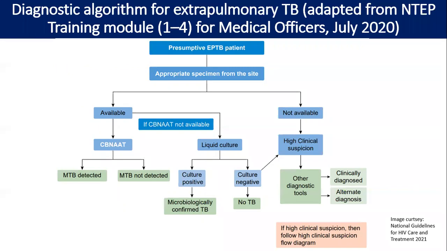And if CBNAAT is not available and the sample is available, then we send the sample for liquid culture. And if culture is positive, we can label it as microbiologically confirmed TB. While if culture is negative, we say no TB. Or if there is high clinical suspicion, even if the culture is negative, we can take the help of other diagnostic modalities, diagnose it clinically as TB, and start treatment. Otherwise, we go for an alternate diagnosis by referring the case to the specific department.